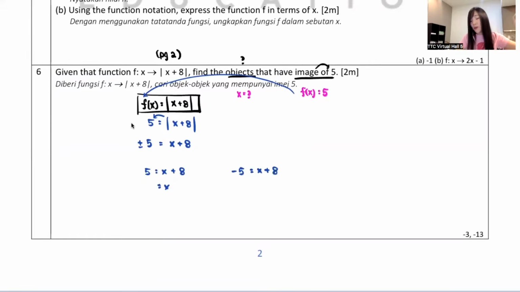So plus 8, move it over to minus 8. You can press the calculator: 5 minus 8 is negative 3. Then for the other, plus 8, move it over to minus 8: negative 5 minus 8 is negative 13. Isn't that the answer? Negative 3 and negative 13.